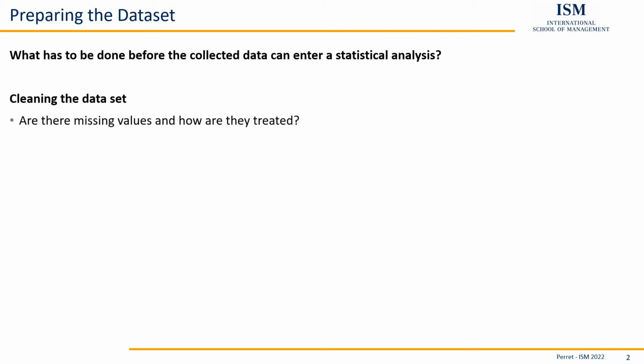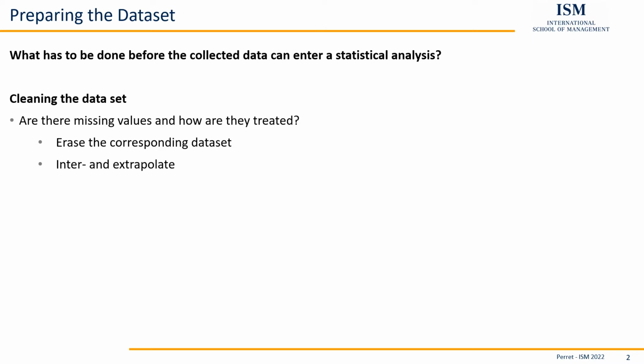Cleaning means asking questions: are there any missing values? If there are missing values, how do I treat them? Do I just mark them, or do I try to fill in the gaps? I could also erase the full data set. If too much data is missing, I'd better erase it. If I have only one answer missing, I could mark this with a specific value, or I could interpolate or extrapolate.